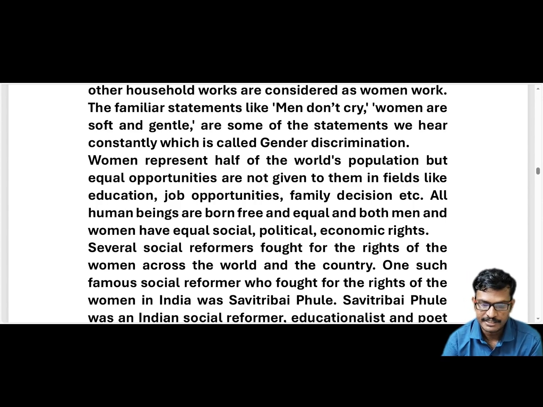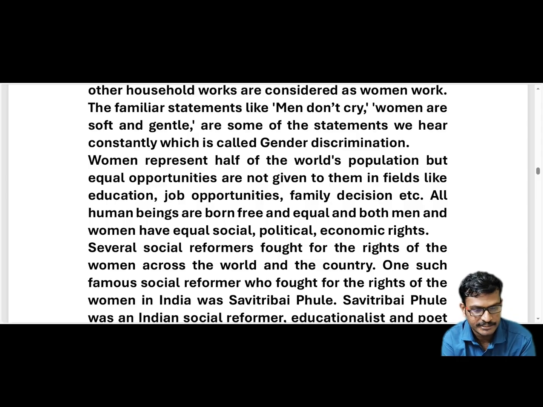We will discuss in later slides. Savitribai Phule was an Indian social reformer, educationalist, and also a poet. She is from Maharashtra, and she is regarded as the first female teacher in India, along with her husband, whose name is Jyotirao Phule.